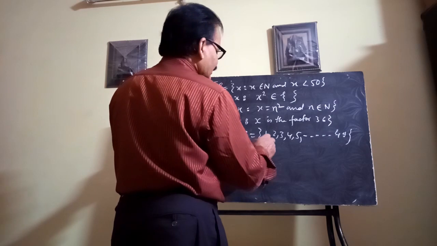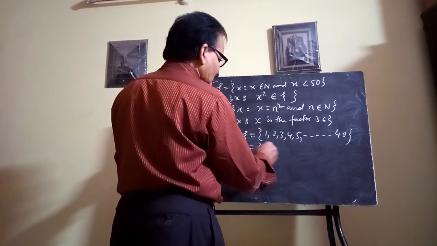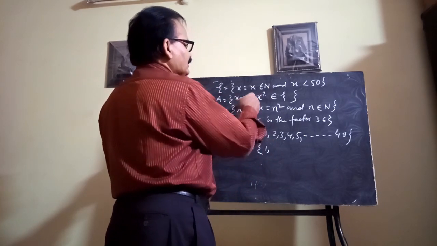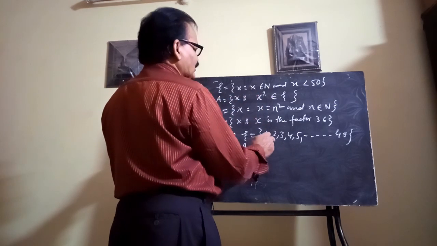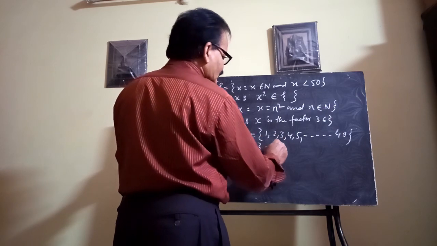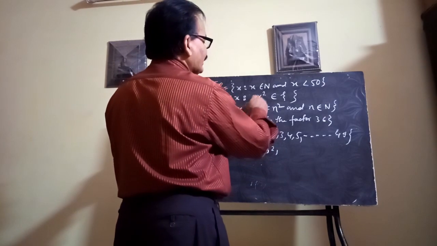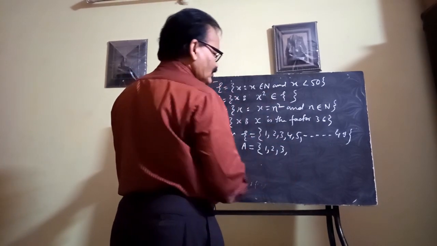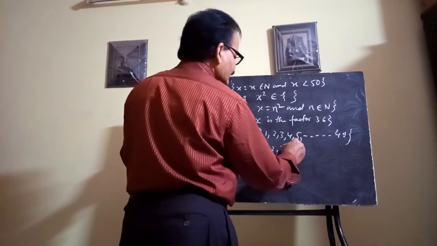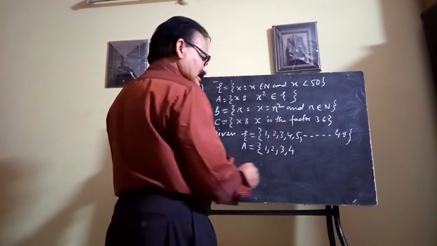So if we take 1, then 1 square is also in the universal set, so your first number is 1. If we consider 2, then 2 square is 4, and 4 also belongs to your universal set. Now 3 square is 9, so 9 is also included. Then 4 square is 16, and 16 is also in the universal set.